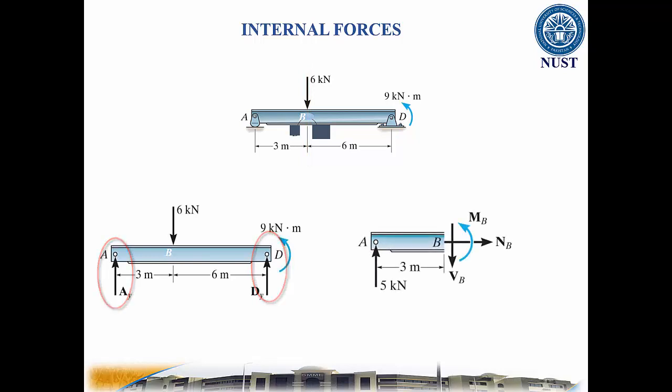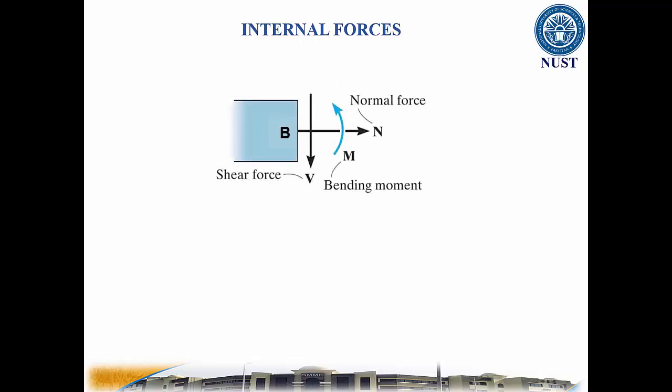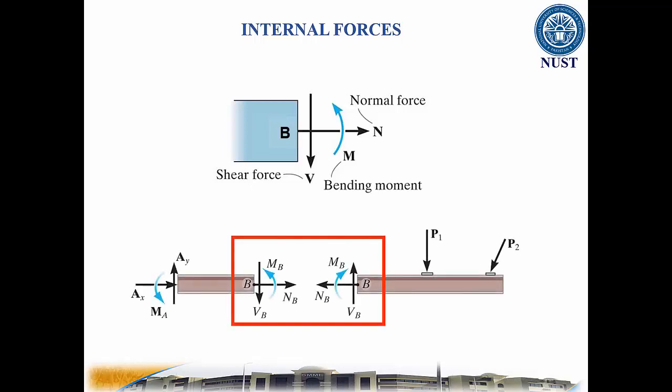Then we need to cut the beam at B and draw a free body diagram of one of the halves of the beam. This free body diagram will include the internal forces acting at B. Finally, we need to solve for these unknowns using the equations of equilibrium. In two-dimensional cases, typically internal loads are normal or axial forces, such as N acting perpendicular to the section, shear forces V acting along the surface, and bending moment M.